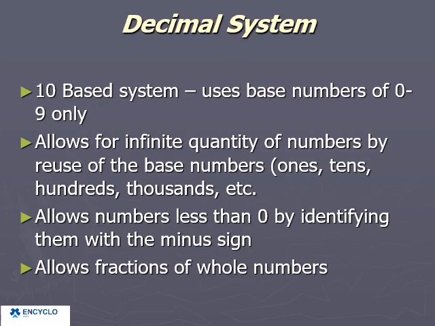The decimal system is a base 10 system, using digits from 0 through 9. By reusing these digits in increasing place values, ones, tens, hundreds, and so on, we can represent an infinite range of numbers. Negative values are indicated using a minus sign, and fractional values are denoted with a decimal point.